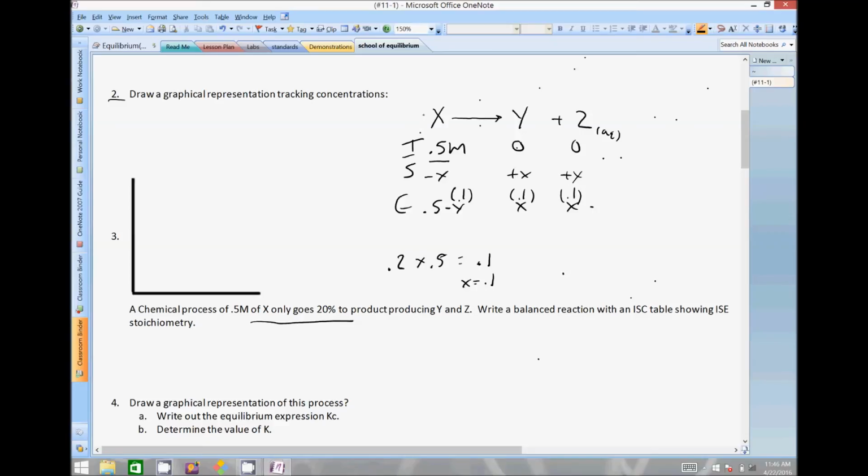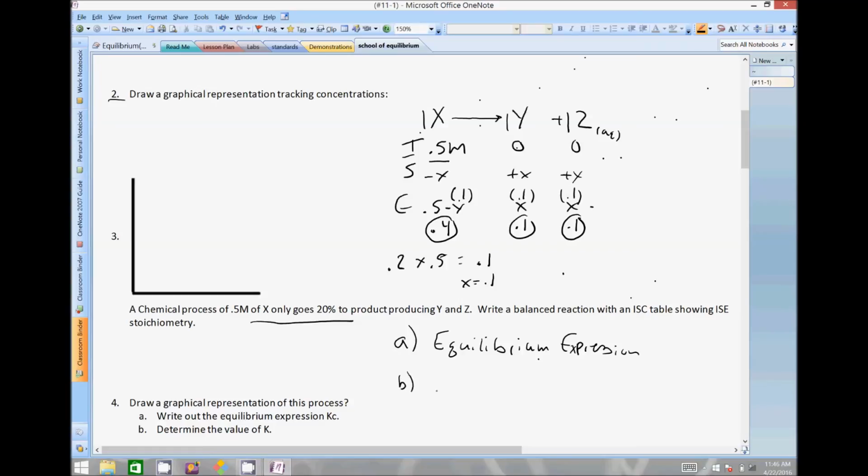Why are they all the same? Because it's a 1 to 1 to 1 ratio. This is not going to be 0.4, 0.1, and 0.1. Alright. Two other questions which we may want to add on here. Okay. That would be 1A. I would like to know, so this is, what is the equilibrium expression?